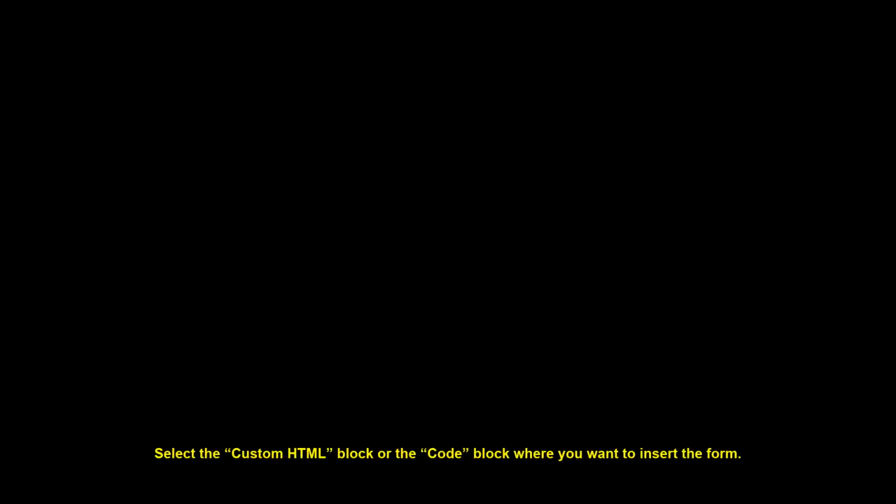Select the custom HTML block or the code block where you want to insert the form. Paste the MailerLite embed code you copied earlier into the block. Preview the page to ensure the form displays correctly. Publish or update the page to make the form live on your website. If desired, you can adjust the form styling using custom CSS for better integration with your site's design.